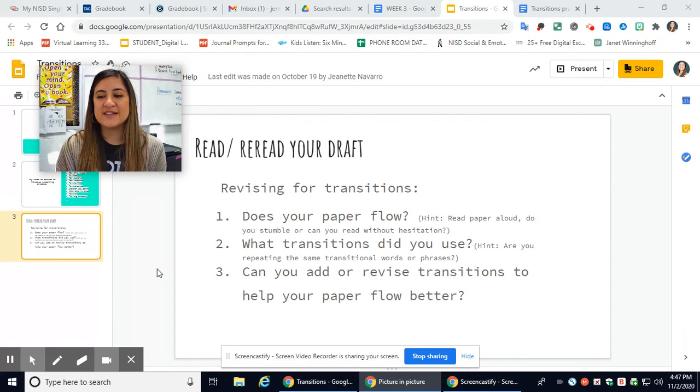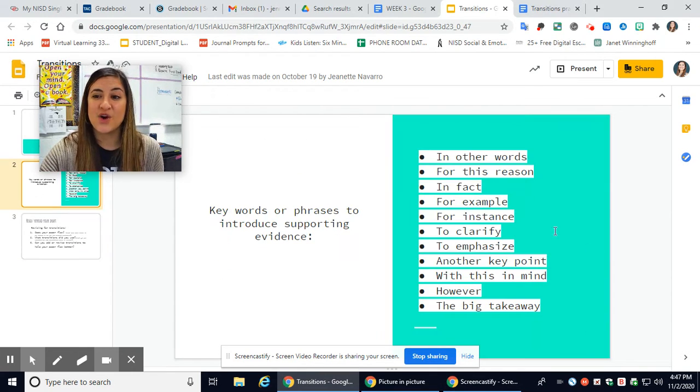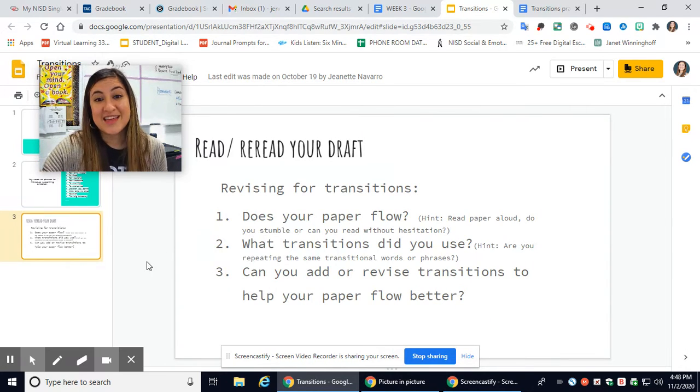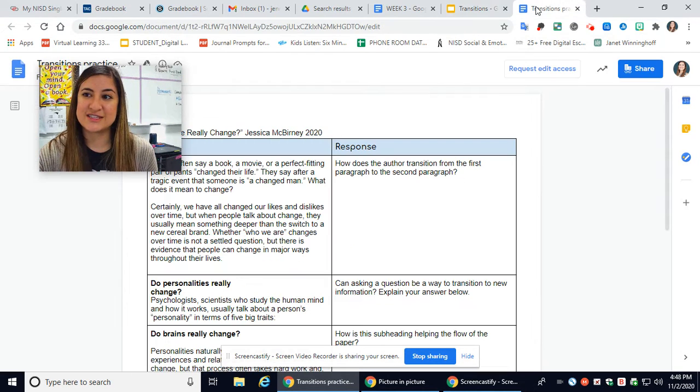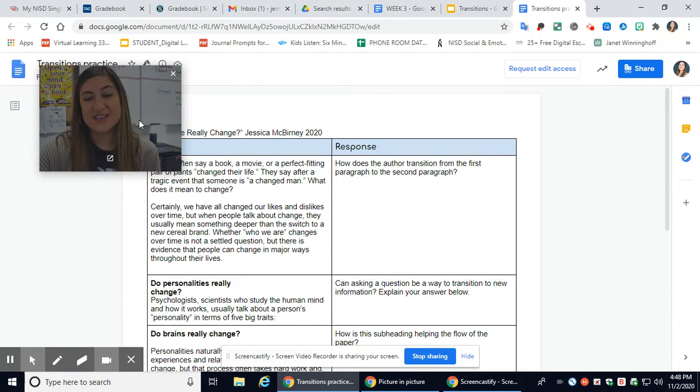And then number 3, can you add or revise transitions to help your paper flow better? Can I take some of those mundane and repetitive transitions and replace them with some of these that are on slide number 2? That is what you are looking at today. Once you have read and revised some of your transition words, we are going to be practicing using our article that we read yesterday. So let's take a look at our transitions practice.